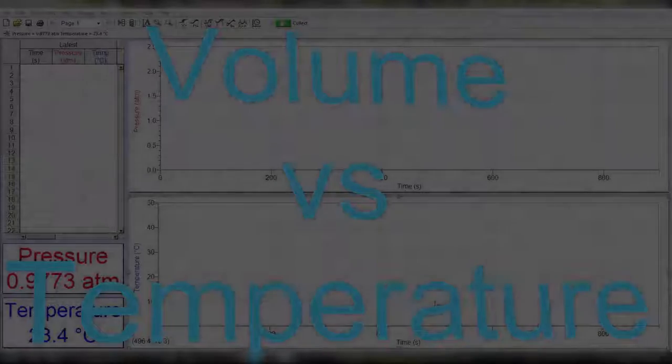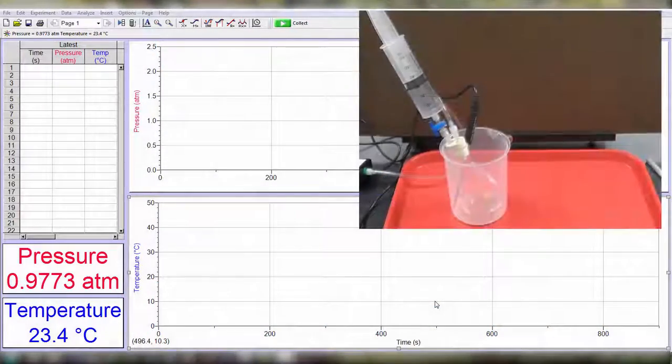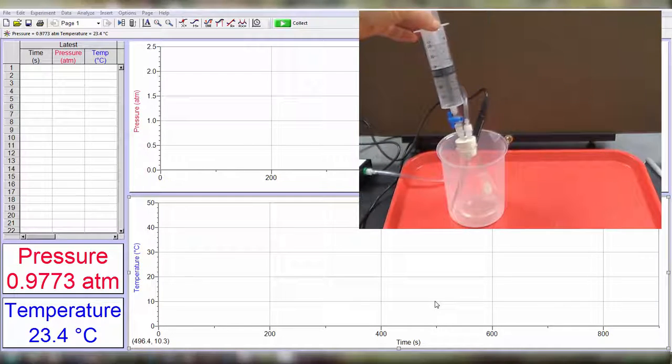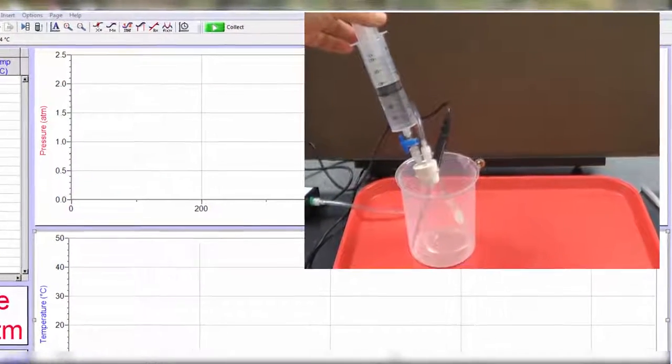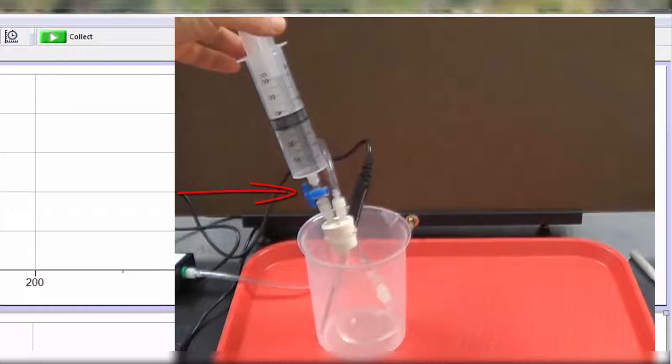Let's determine the effect of temperature on volume. To do this, we are going to use a setup similar to that we used to determine the effect of temperature on pressure. In this case, however, we will attach a syringe to the fixed volume flask with the valve now open between the syringe and the flask.